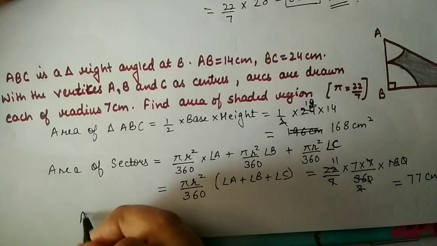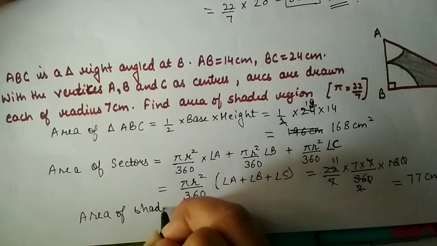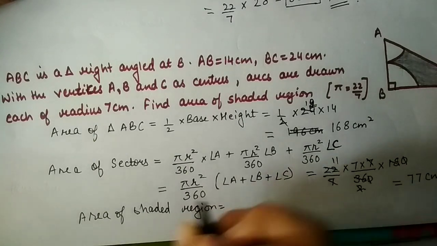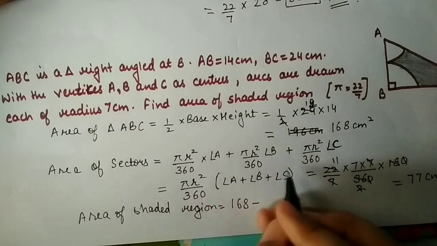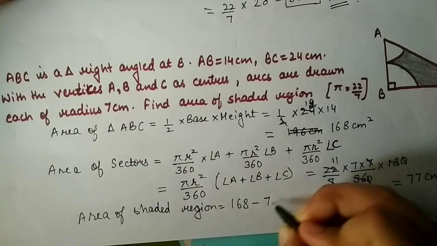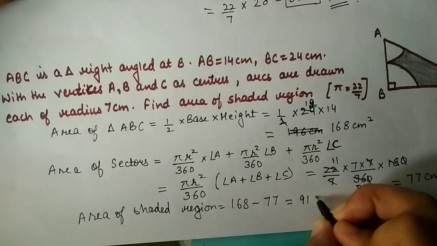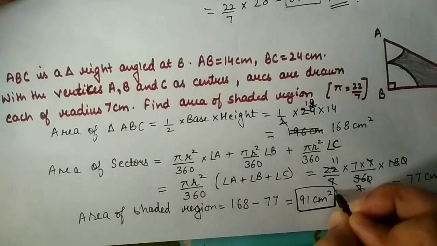So now area of shaded region is equal to area of triangle, that is 168, minus area of the sectors, that is 77. So on subtracting you will get 91 centimeter square as your area of shaded region.